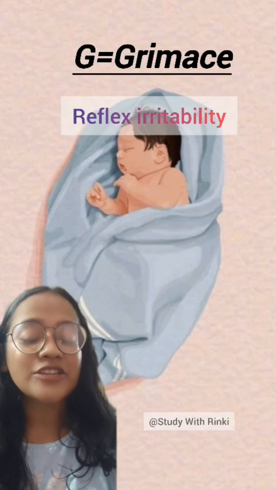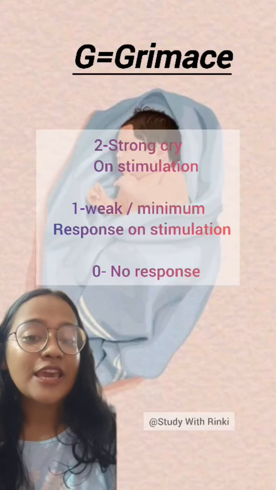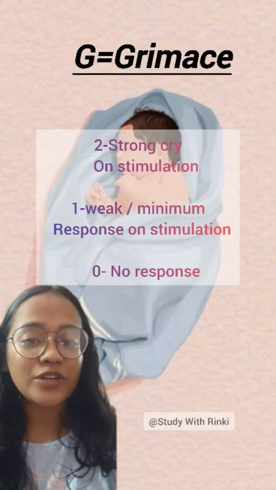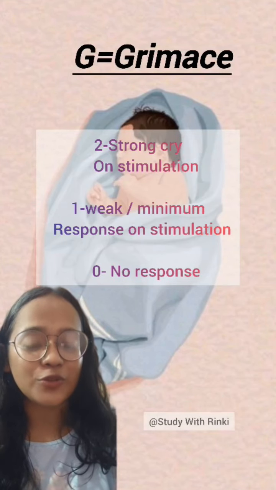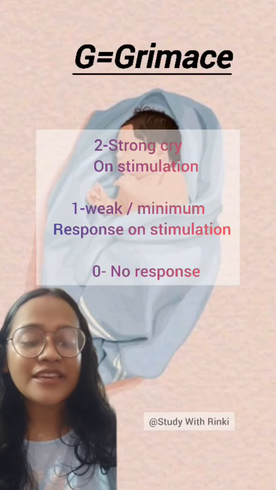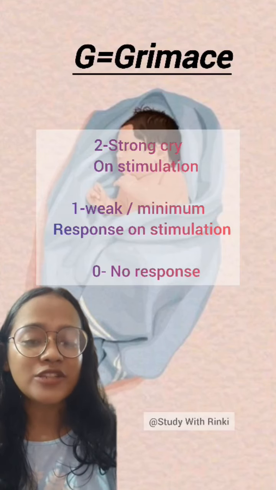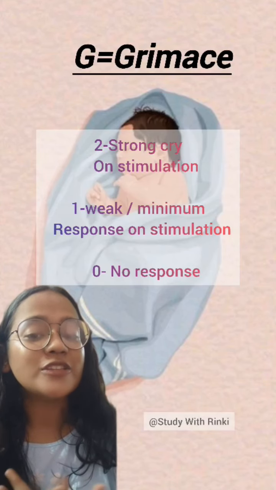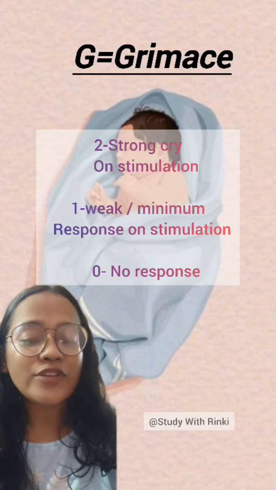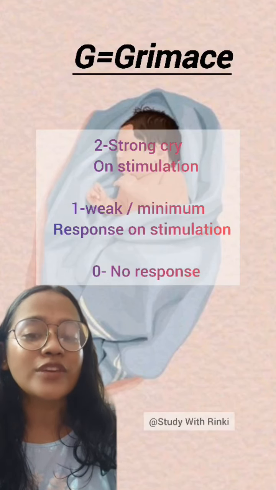The next criteria is G for grimace, which means irritability of a newborn on stimulation, or we can say reflex irritability. If a baby cries after a stimulation, the score we give is 2. If a baby's cry is very weak after a stimulation, then the score we give is 1. If there is no response after stimulation, the score we give is 0.